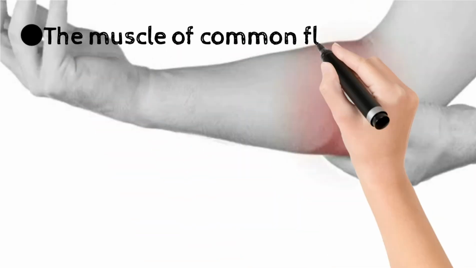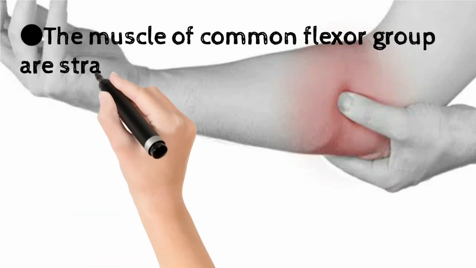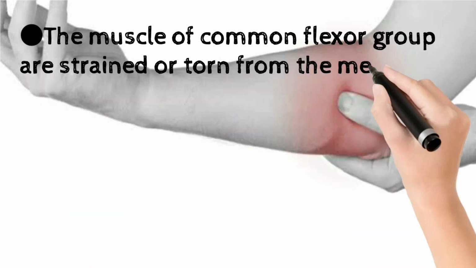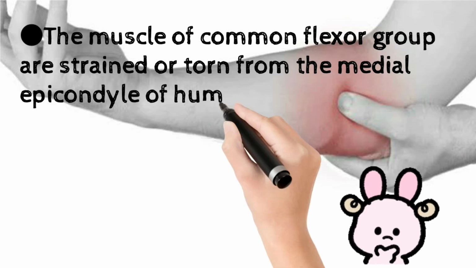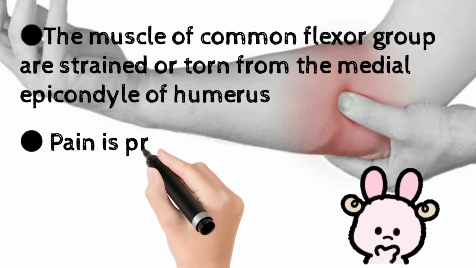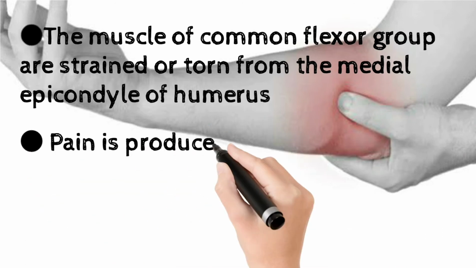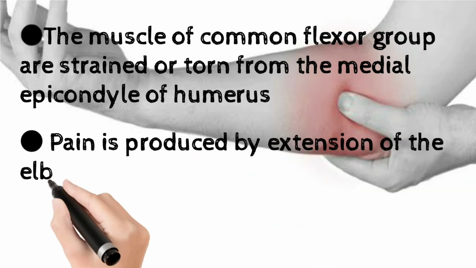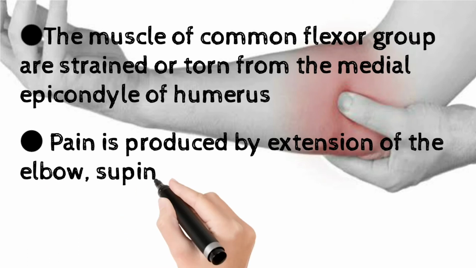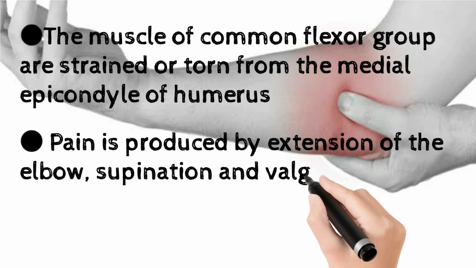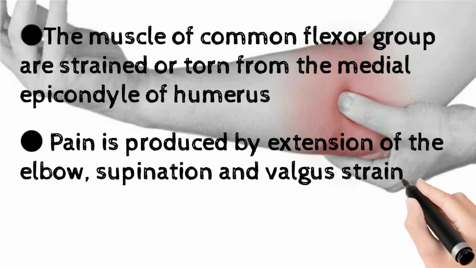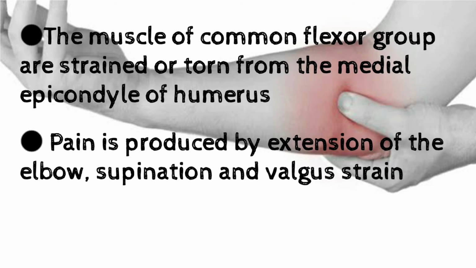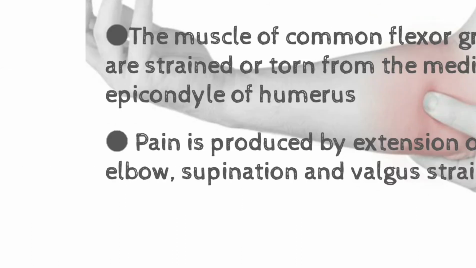The reason for golfer's elbow is basically that the common flexor group is strained or torn from the medial epicondyle, and due to that the patient ends up with golfer's elbow. The movements that aggravate the pain are extension of the elbow and supination. These two movements increase the pain, and valgus strain also aggravates it. You can note down the basic movements and the reason for golfer's elbow.